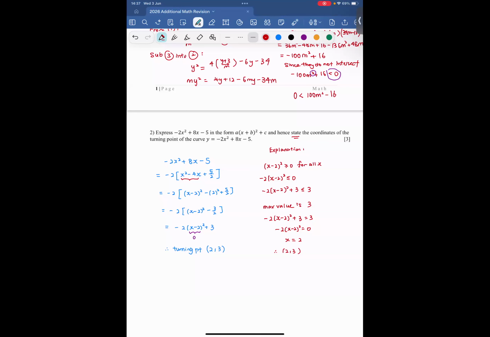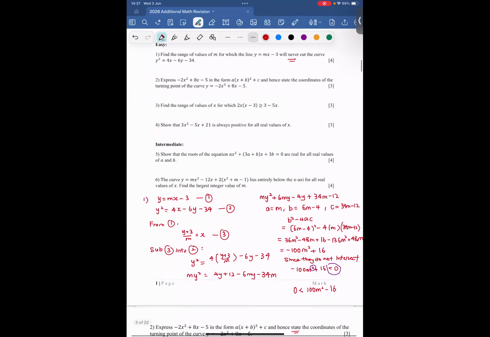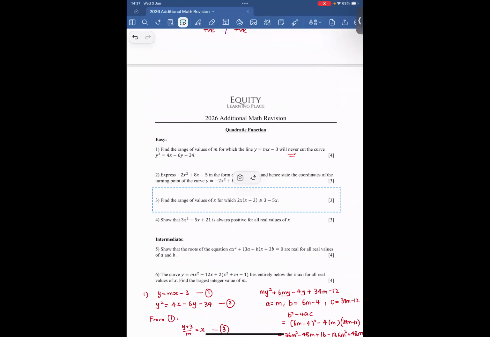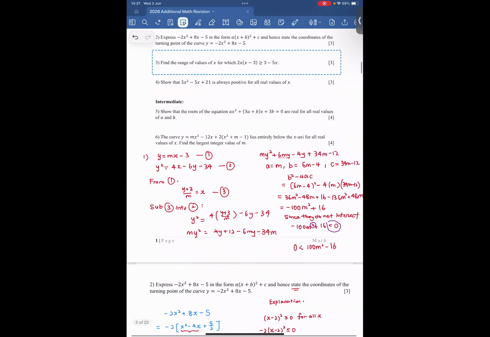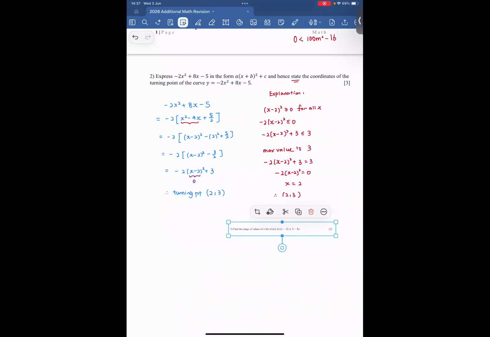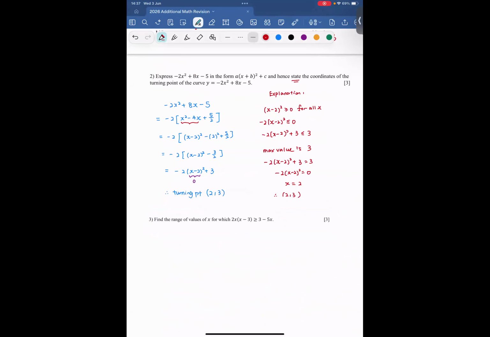Okay, question 3. Find the range of values of x. So you can see that there is only x, so there are no other letters such as m and p. So do not use discriminant. Okay, so what you need to do is expand, then bring everything to one side. Next, factorize.